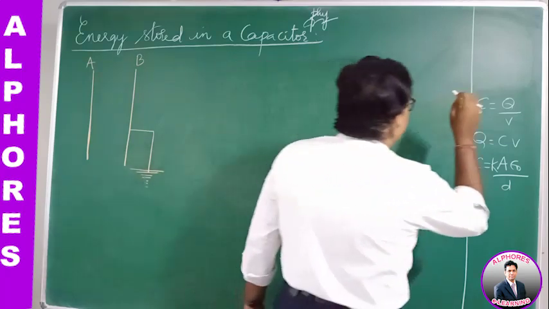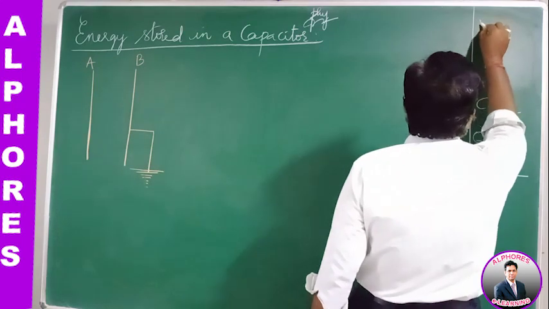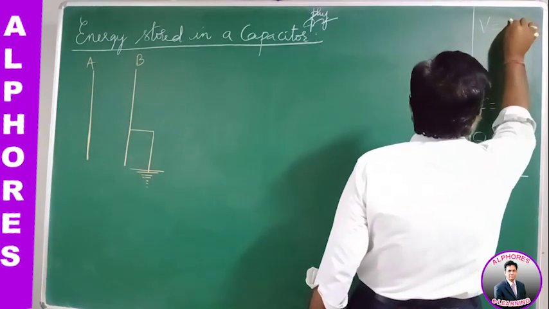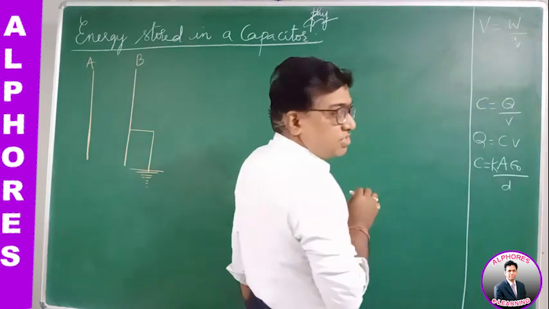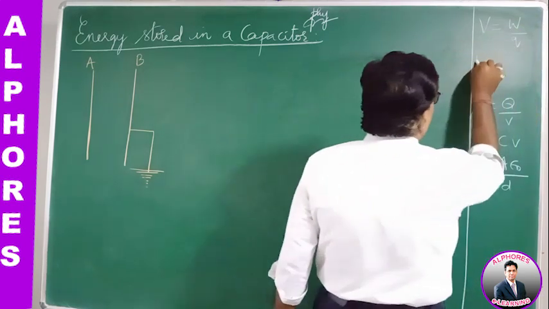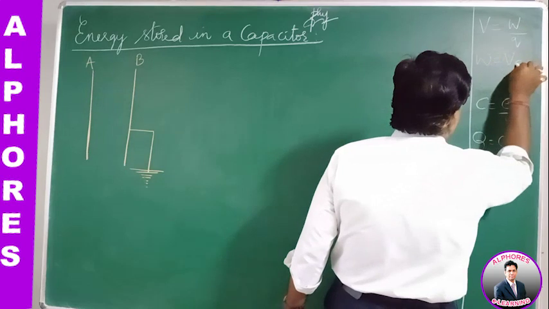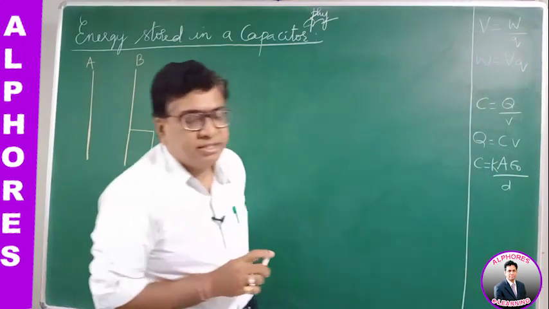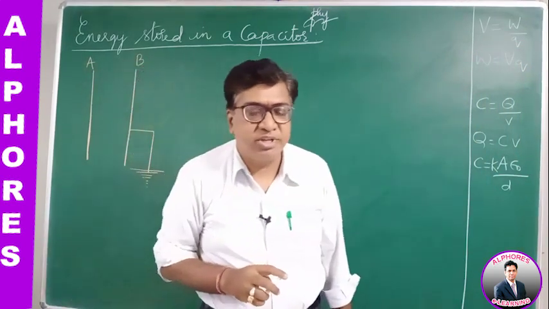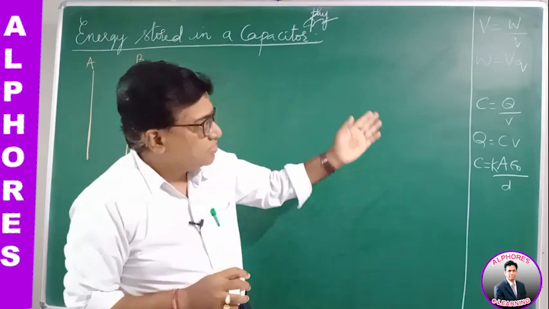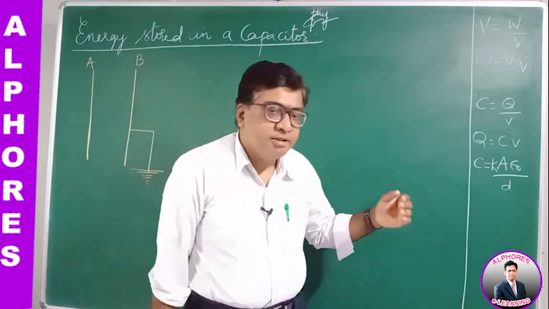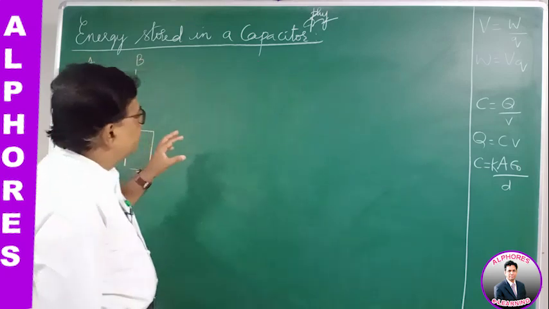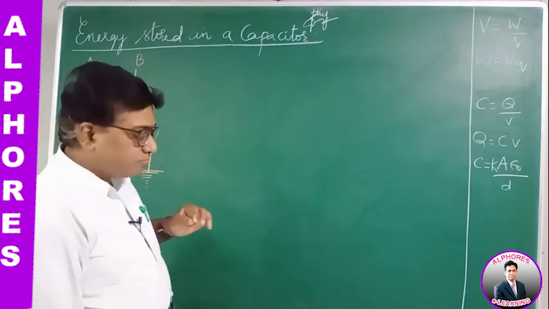As I explained while teaching electric potential, potential is the amount of work done per unit positive test charge, W by Q. We know W is equal to VQ, the work done in carrying a charge Q through a potential difference V. These are the basic formulas we are going to use to derive the formula, okay?